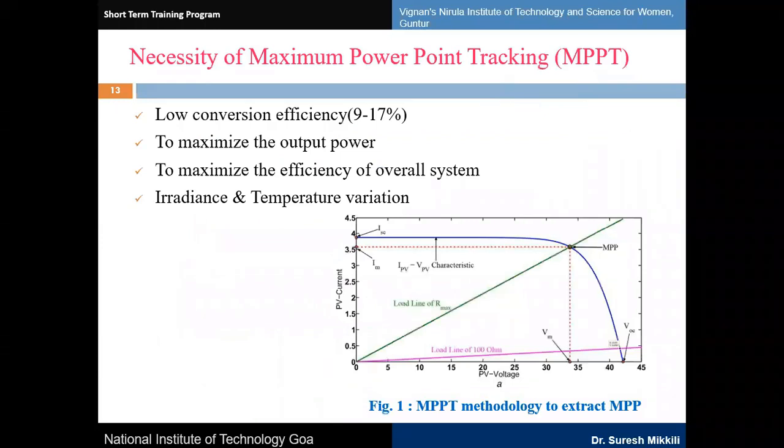Now you see, one is the IV curve, and another is the linearly fitted one, at this point we are getting the MPP. So what is the necessity? Low conversion efficiency will be there. To maximize the output power, to maximize the efficiency of the overall system, and to work with variations in irradiance and temperature, it keeps tracking the maximum power point properly.